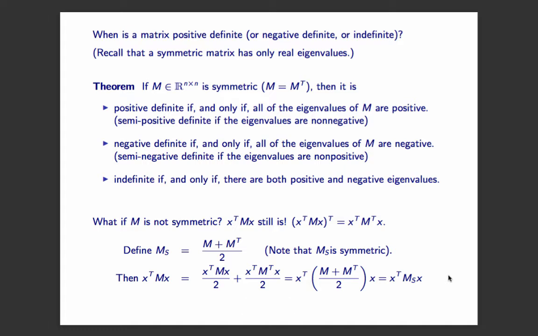So what does that mean? It means that even if M is not symmetric, I can replace M with the symmetric matrix and get the same output of x transpose Mx. In other words, x transpose Mx equals x transpose times a symmetric matrix times x.